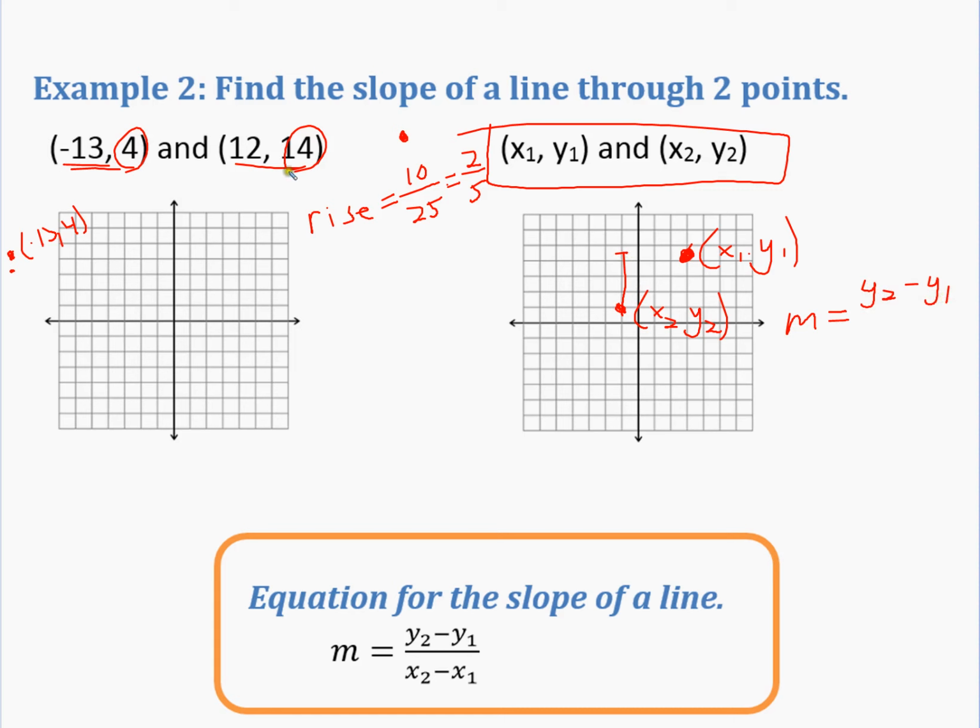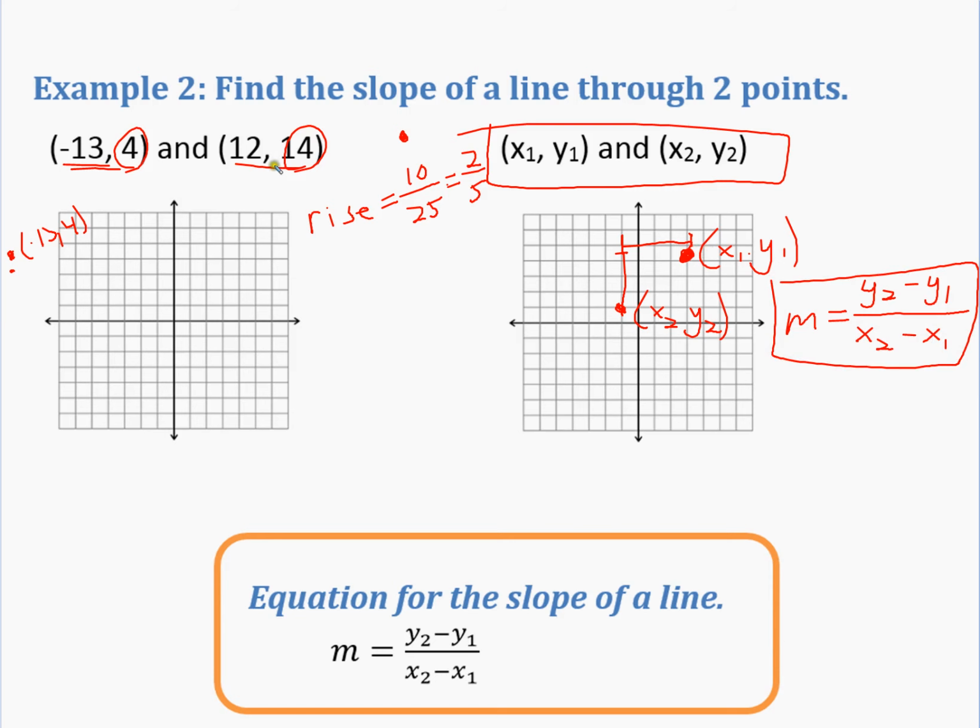Over here, we could have thought 14 minus 4 gives us the 10. So y sub 2 minus y sub 1 over x sub 2. We want to get from here, our x value, to here, our other x value. So how do we find that distance? Well, we can subtract again. We can do x sub 2 minus x sub 1. And this is our formula for slope.